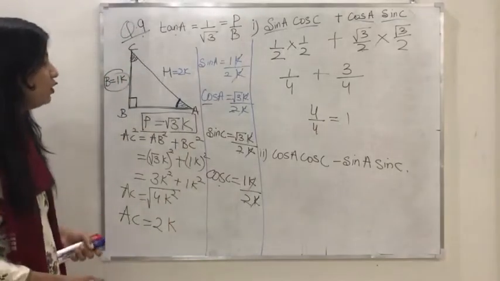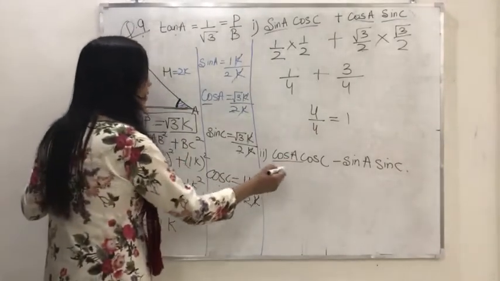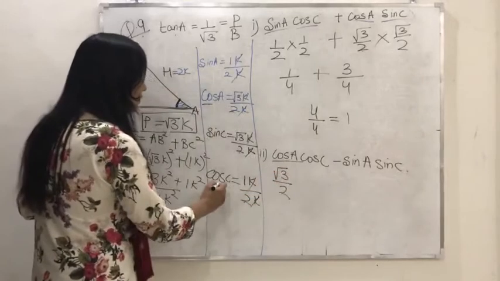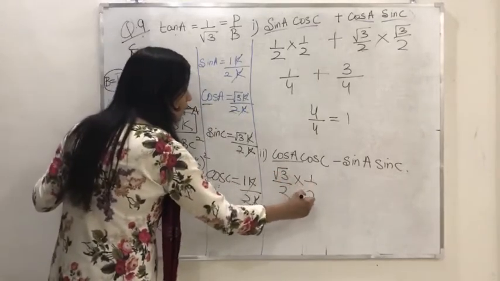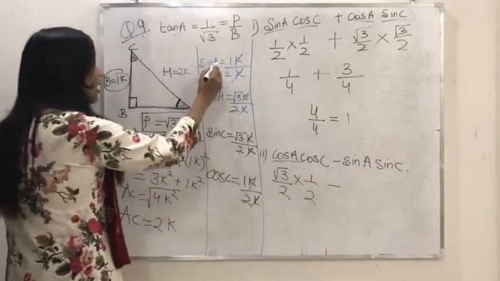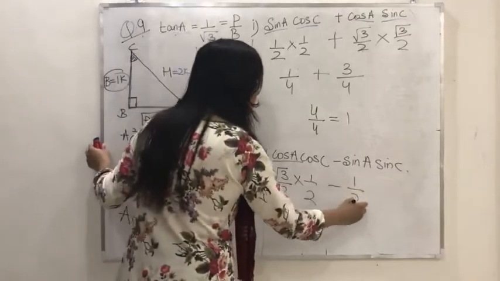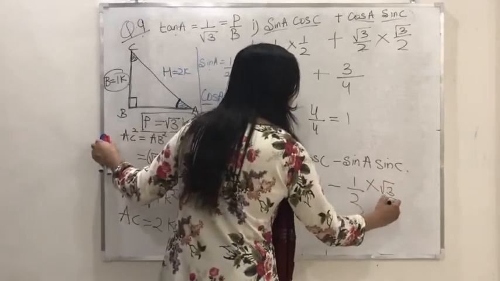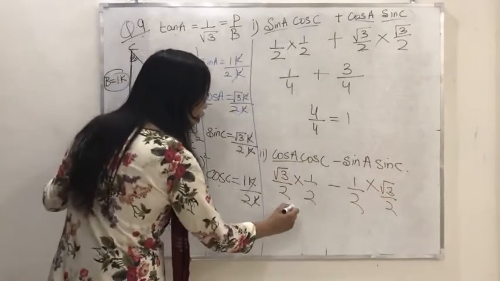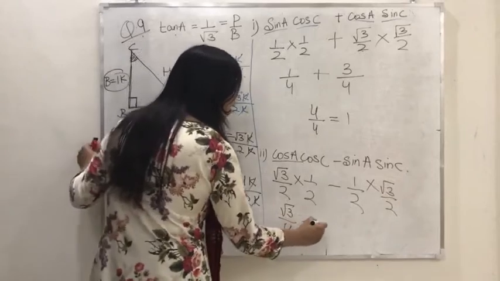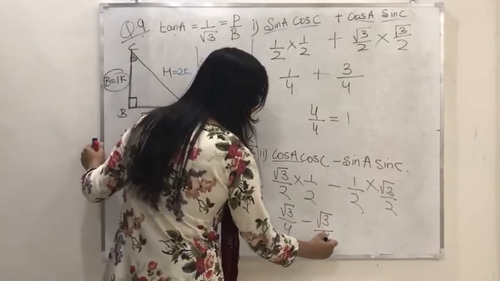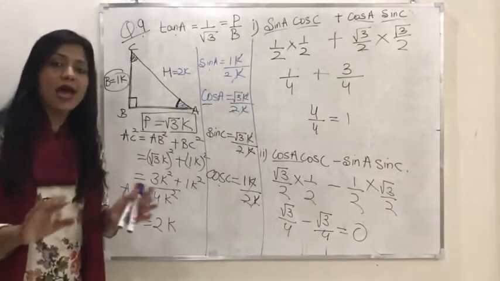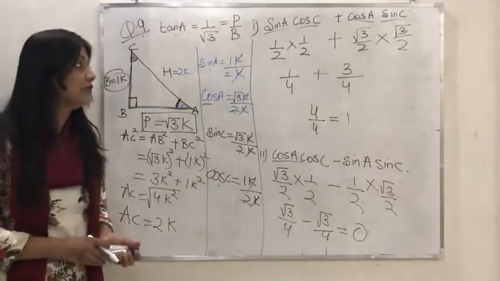Let's check the value of the second part. Cos A is root 3 upon 2. Cos C is 1 upon 2. Minus sin A is 1 upon 2. Sin C is root 3 upon 2. Root 3 upon 4 minus root 3 upon 4 will be equal to 0.